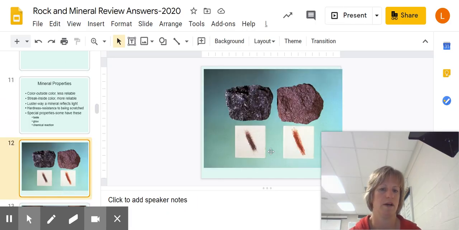So this is showing you how to streak these minerals, and you can see here that the streak and the outside color really do match. So in this case, weathering hasn't messed up the outside color. So streak, we rub that on the streak plate, and it shows us the inside color.